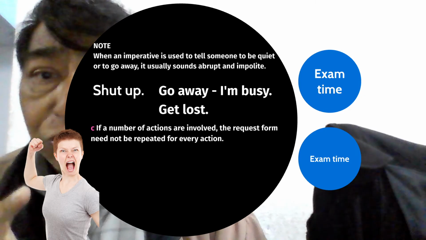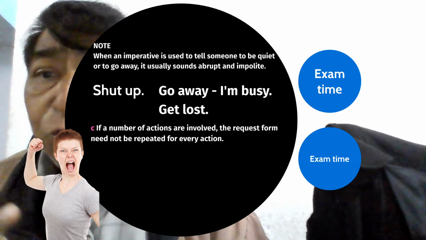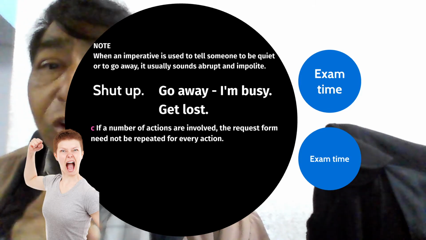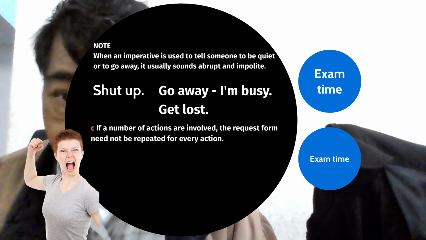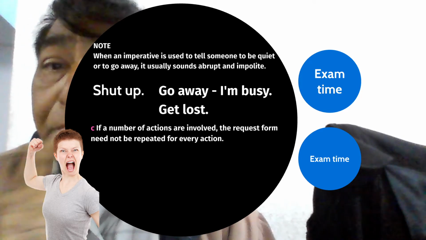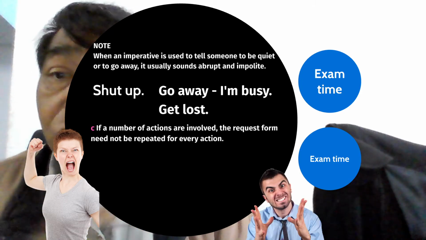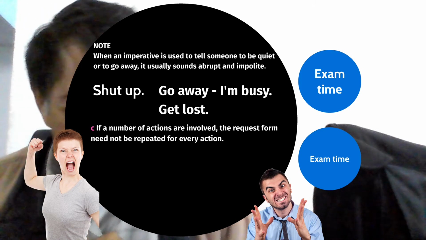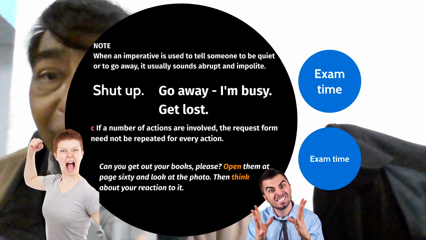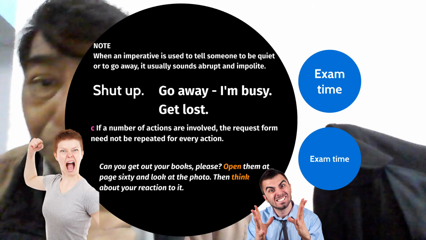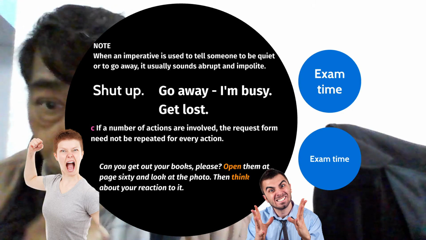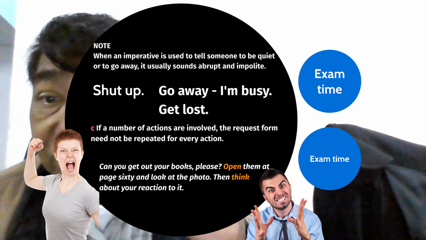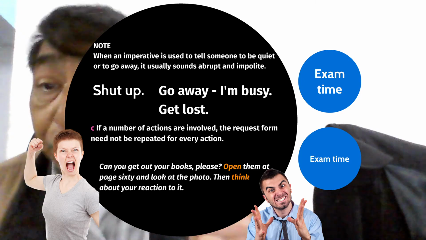If a number of actions are involved, the request form needs not to be replaced or repeated for every action. Okay, so it does not need to be repeated for every action. How does this work? Very easy. Look at this guy. He's annoying. I don't want to do this. Can you get your books, please? Open them at page 60.